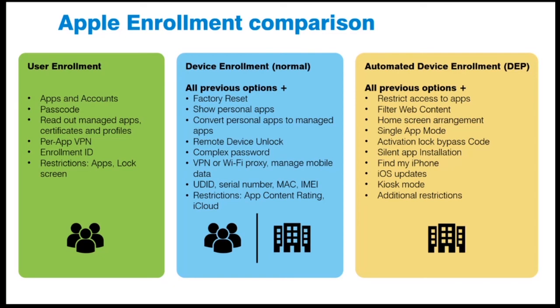Then we will have a per-app VPN available for all the work apps, but no VPN possibility for the private part of the device. There will be an enrollment ID. So we don't collect data like the UDID, serial number, MAC address anymore. It's just one unique enrollment ID for every device you enroll. If you delete it and re-enroll it, it will receive a new enrollment ID.